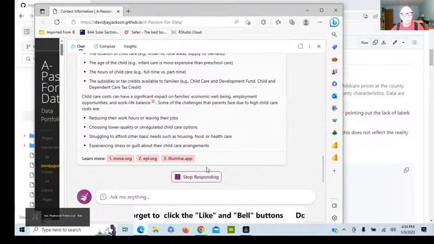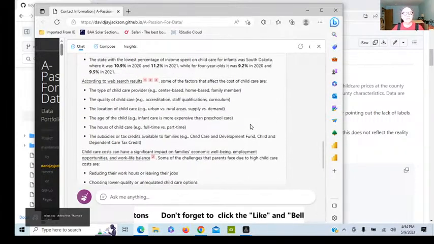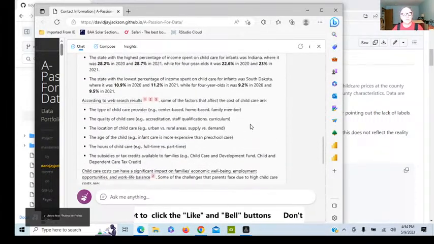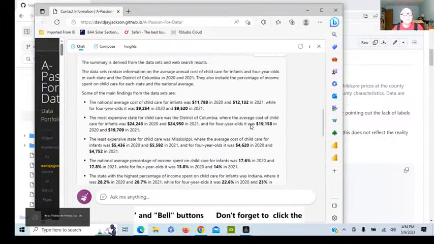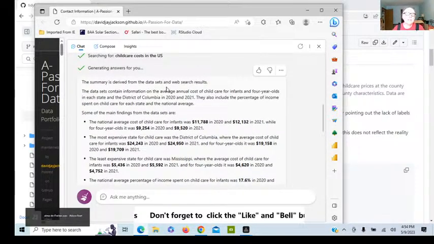EPI.org, Move.org, of course, is a PAC. Okay, here we go. Semi-derived data sets, web research results. The data sets contain information on the annual cost of child care for infants and 4-year-olds in each state and the District of Columbia for 2021. They also include the percentage of income spent on child care for each state.